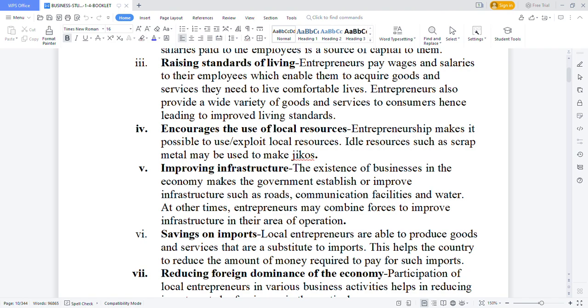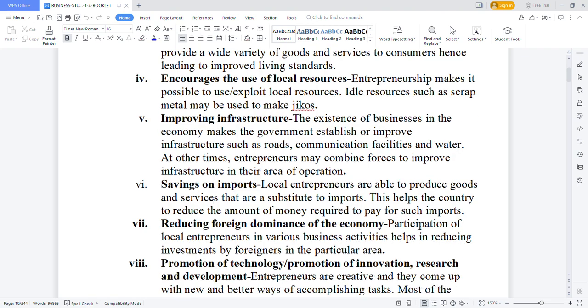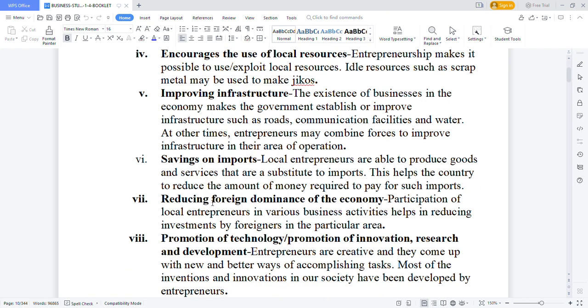Another importance of entrepreneurship is improving infrastructure. The existence of businesses in the economy makes the government establish or improve infrastructure such as roads, communication facilities, and water. At other times, entrepreneurs may combine forces to improve infrastructure in their area of operation.